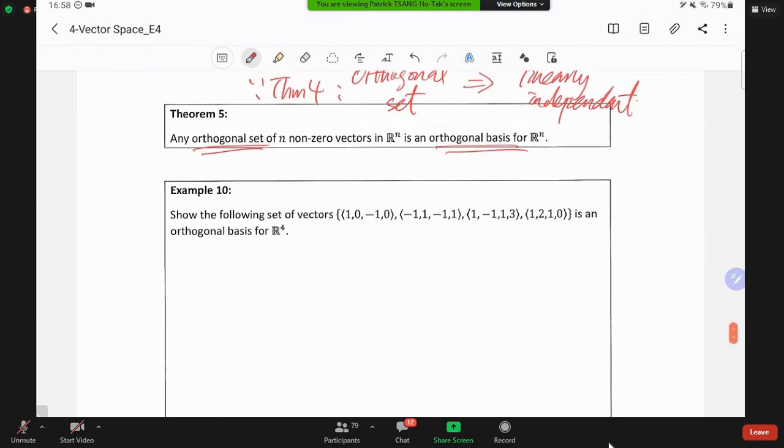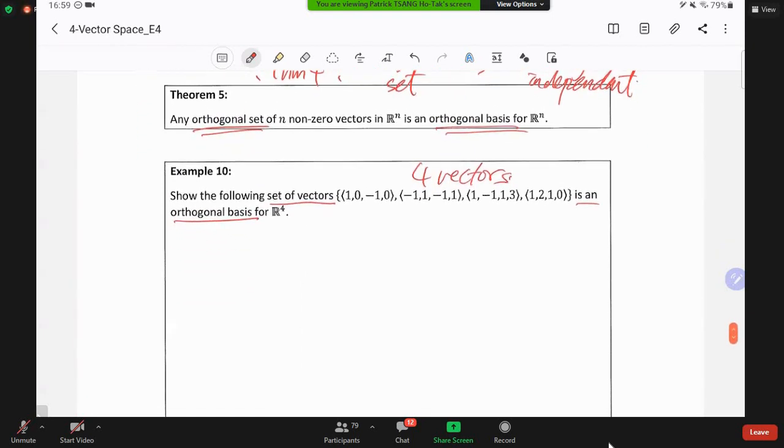Now, I would like to ask you to show that the following set of vectors, which consists of 4 vectors, is a so-called orthogonal basis. So you will have several things to derive. I will give you some time, so try to work it out, and after several minutes I will come back and discuss with you.